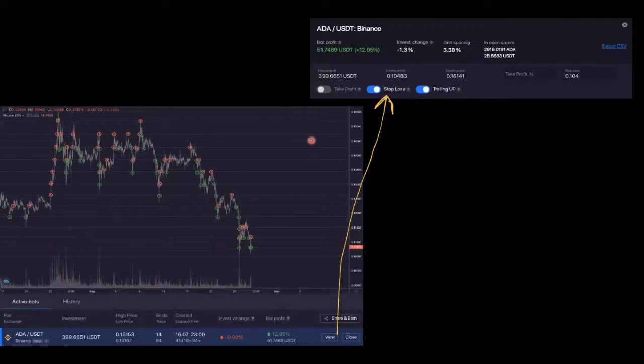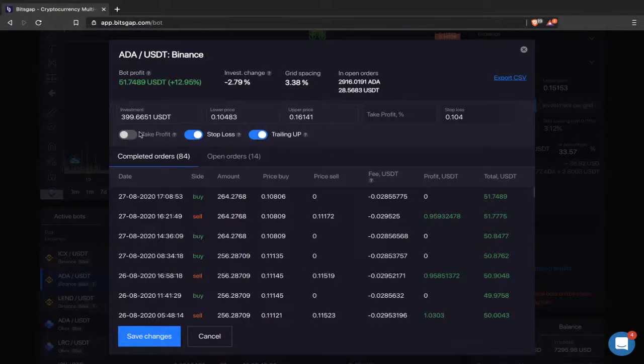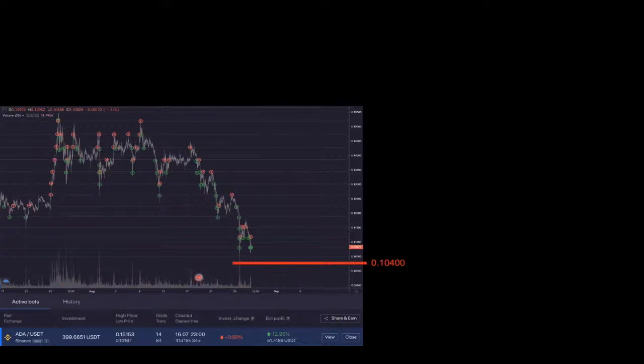The stop loss, that's the one that we already discussed, but I just need to show you how to use it. When you click on view, you have this new panel. Let me show you. You click on view, and here we go. You have trading up, stop loss, and take profit. So you switch on the stop loss and assign the exact price at which you want your stop loss to be set. And as soon as the market reaches this stop loss order, it will automatically sell all of your base currency with a market sell order.